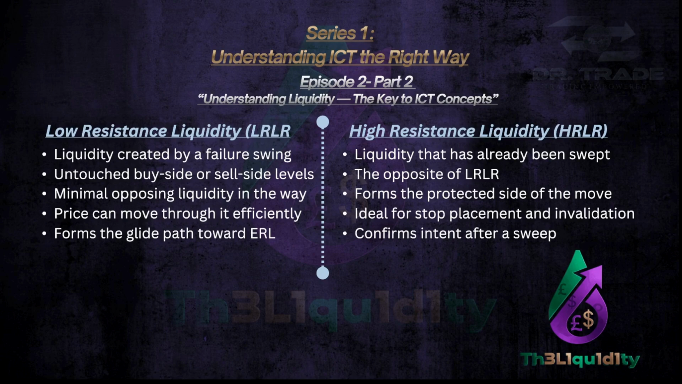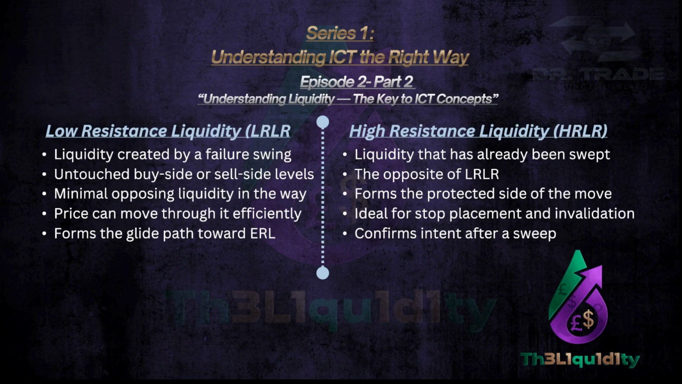Okay, so again, I think it would be good for us to reiterate the various characteristics of a low resistance liquidity run signature and a high resistance liquidity run signature. They are two sides of the same coin. Low resistance liquidity run signatures again are signified with failure swings. They represent untouched buy side or sell side liquidity pools with minimal opposing liquidity in the way.